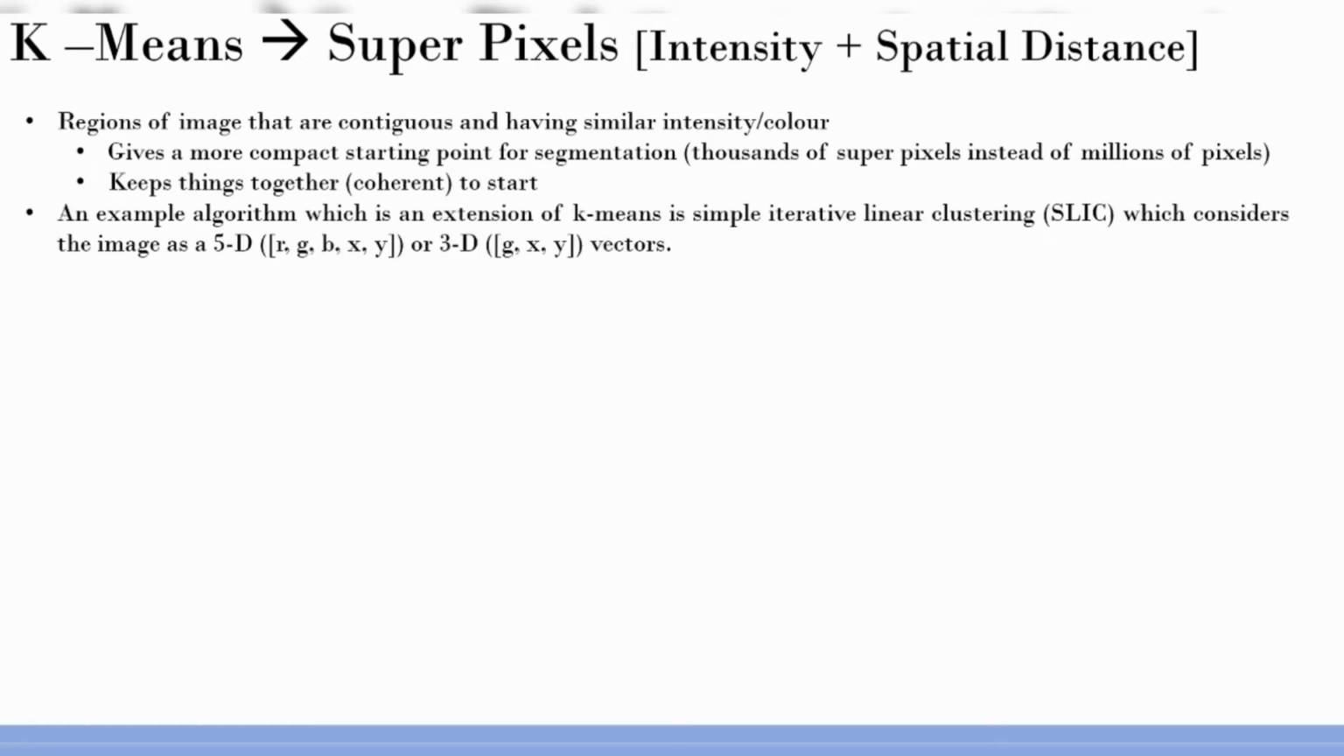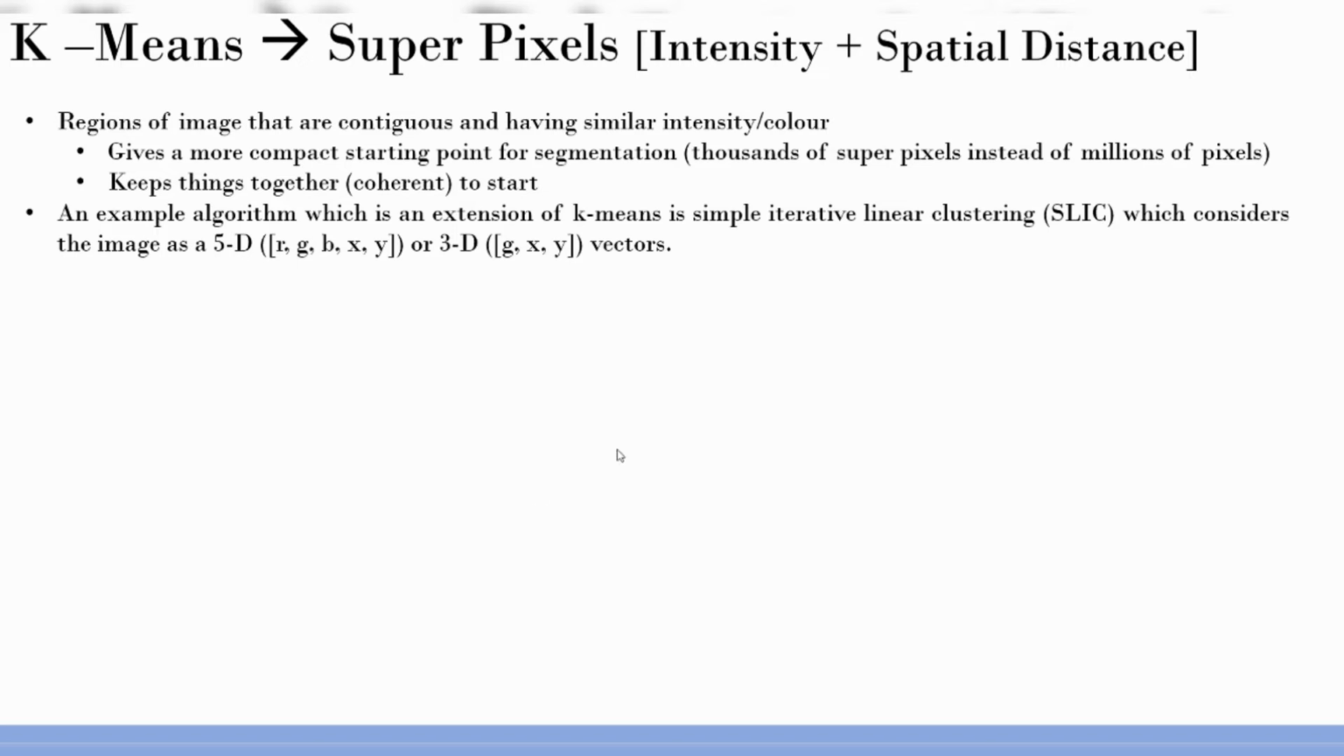An example algorithm is an extension of k-means. Its name is Simple Linear Iterative Clustering, SLIC. Some people call it super SLIC, because it gives you superpixels. This can be on a color image. If it's a color image, it will be treated as RGB channels and XY coordinates. Or in the case of grayscale, it is the grayscale intensity and the corresponding locations. So it's a vector.